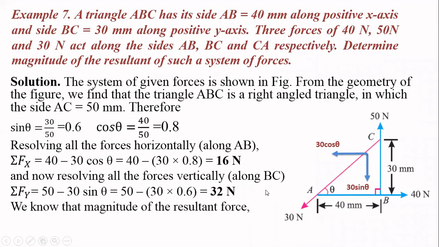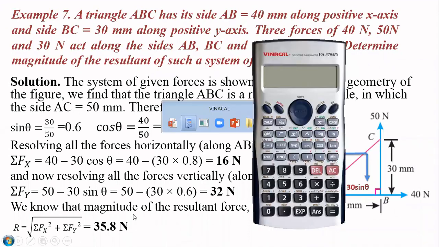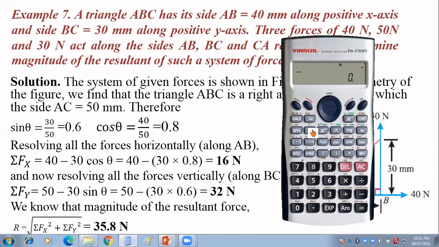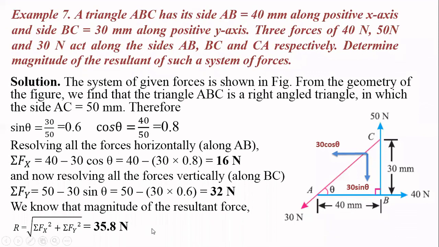Now the resultant R is nothing but what? Under root of summation Fx square plus summation Fy square. Now put the values and calculate. Under root 16 square plus 32 square, bracket complete. Okay, 35.777. It is rounded off to 35.8 Newton. In such a way, we can find the resultant R of the given force system.